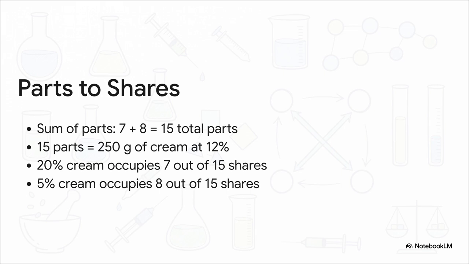This means our entire 250-gram jar of cream is divided up into 15 equal shares. The 20% cream owns 7 of those shares, and the 5% cream owns 8. Now we can apply the rule of 3 to translate those abstract shares into actual weighable laboratory measurements. The rule of 3 is really just a simple way to set up equivalent fractions. If 15 total parts equals 250 total grams, then 7 parts equals X grams.